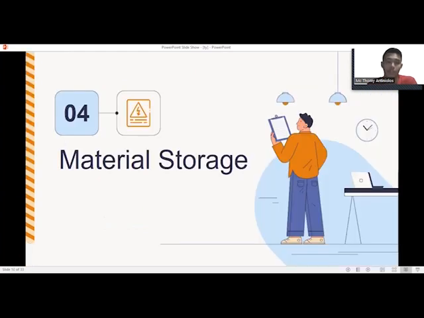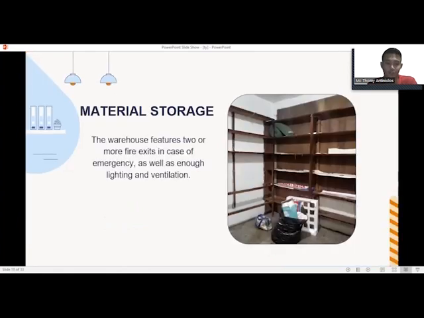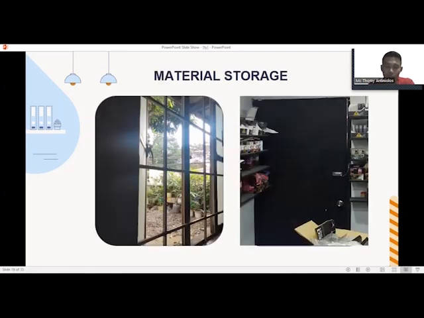Number 4, material storage. The warehouse features 2 or more fire exits in case of emergency, as well as enough lighting and ventilation. Additional features for the storage of the shop.